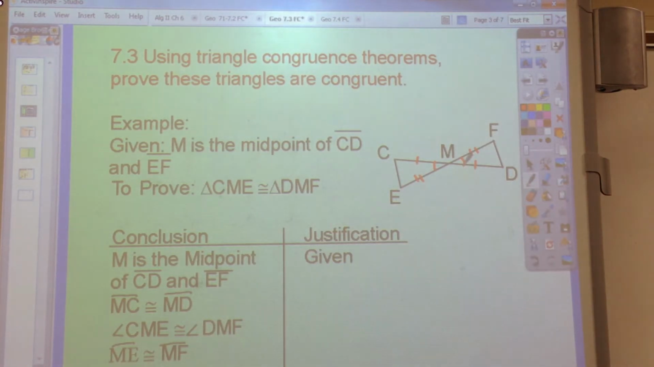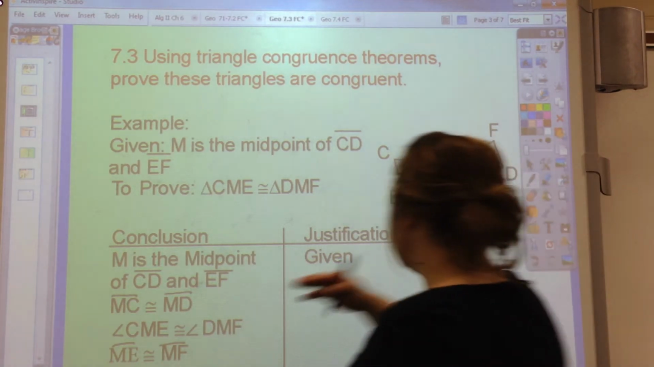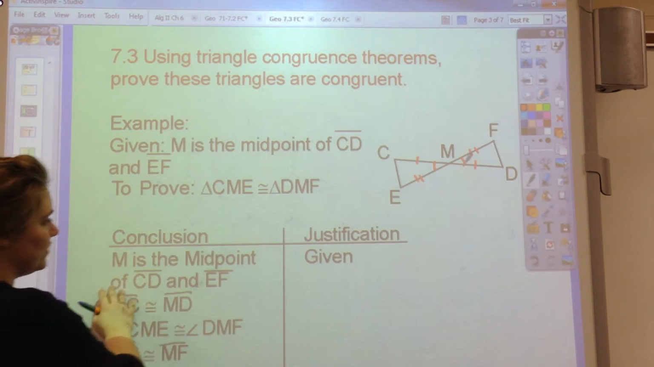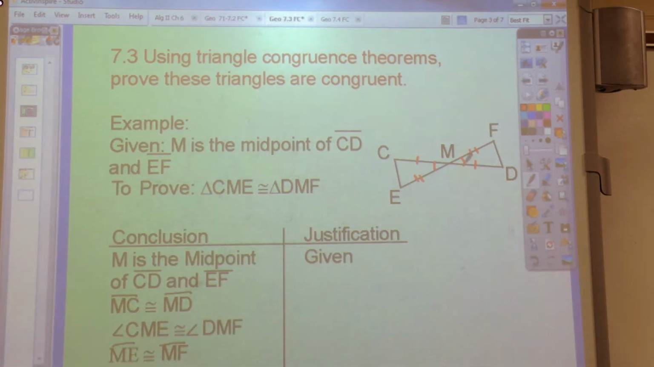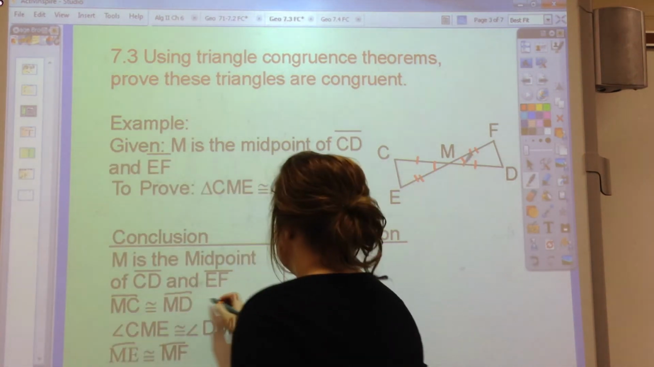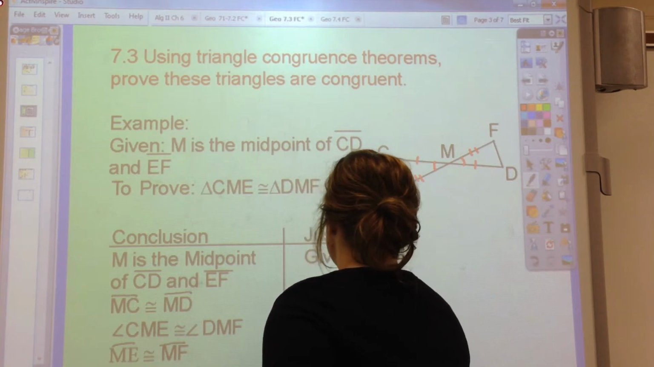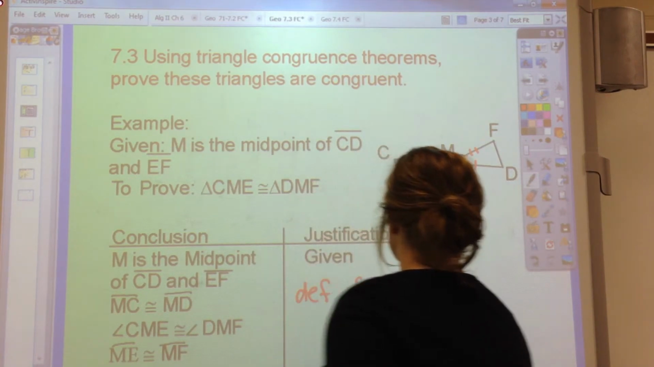Now I'm already thinking, hey, I could use the side angle side theorem, right? So let's see how this goes. If M is the midpoint of CD and EF, that's my given. That's the first thing we always write. And now I want to say MC is congruent to MD, and I'm going to say that because of the definition of a midpoint.